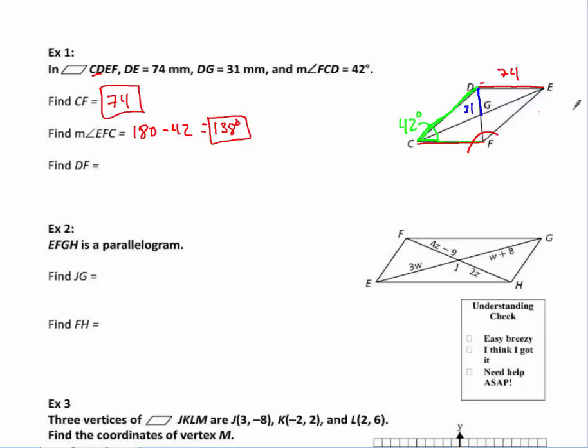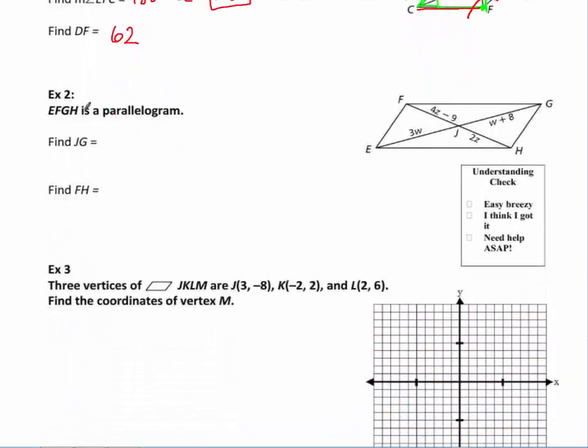Find segment DF. Well, DF is from D all the way to F, so it's this whole segment here. And since we know the diagonals bisect each other, we know DG is 31, so the other one's 31. So 31 plus 31, 62.